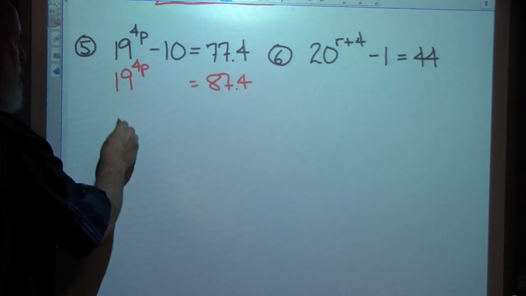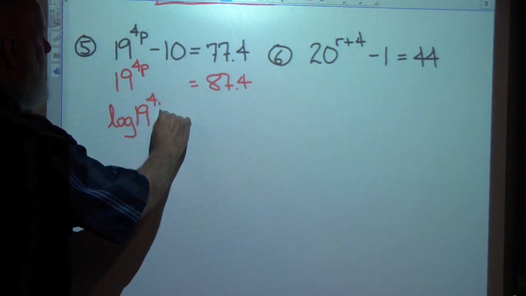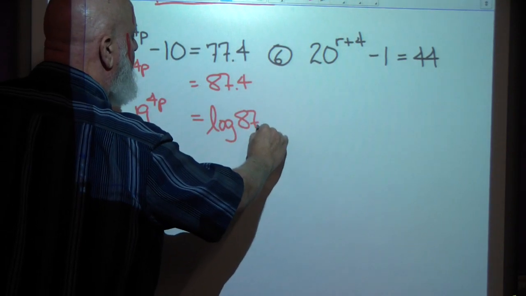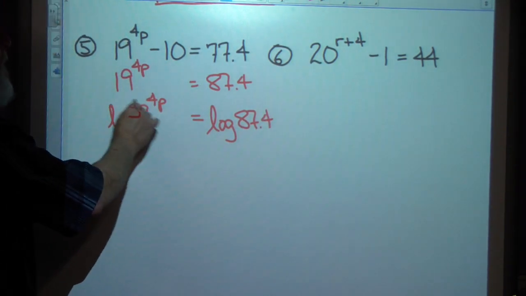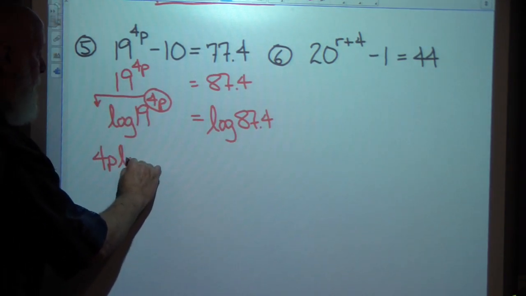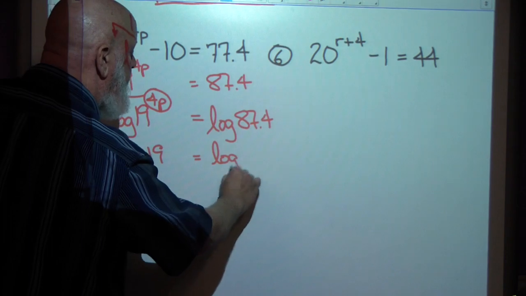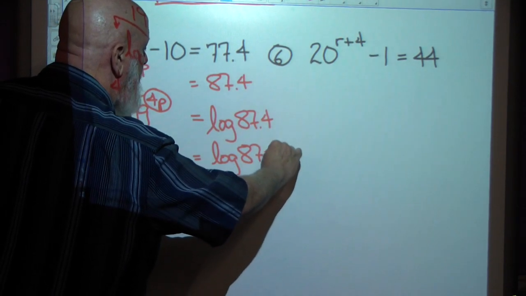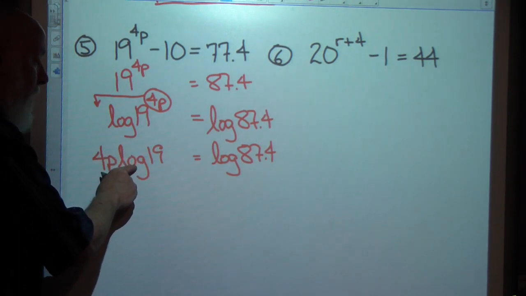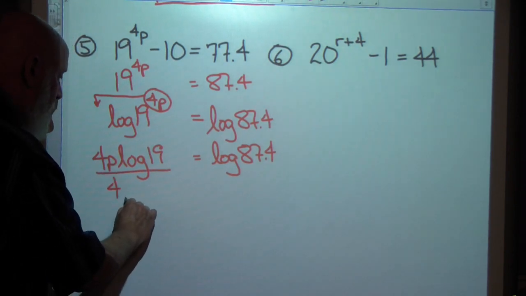Now I'm going to take the log of both sides because I have a variable in my exponent. Now I'm going to use my power property. 4p log 19 is equal to log 87.4. Now I want to get p by itself, so I'm going to divide by 4 and divide by log 19 at the same time. This will give me p on this side. I'm going to divide both sides by 4 log 19.